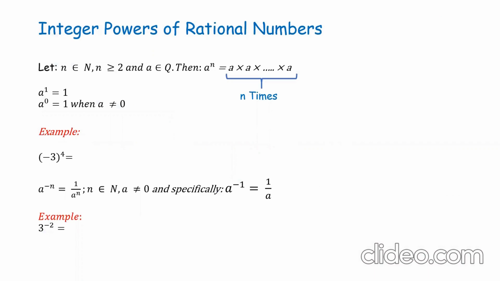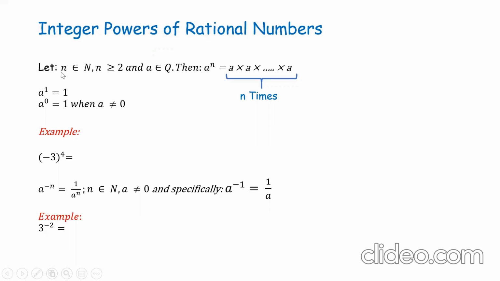So let's at first define what integer powers of rational numbers are. Let n be a natural number where n is larger than or equal to 2, and let a be a rational number. If you are new to rational numbers, I will also put a link in the description box to the video that defines them. You can find also other videos that talk about natural numbers, integers, and real numbers.